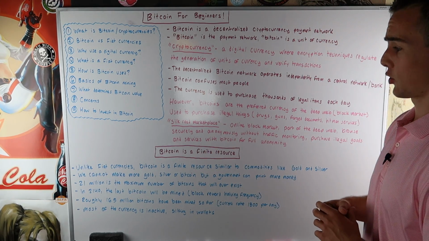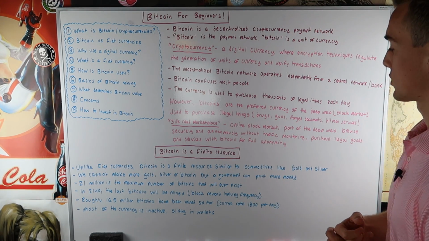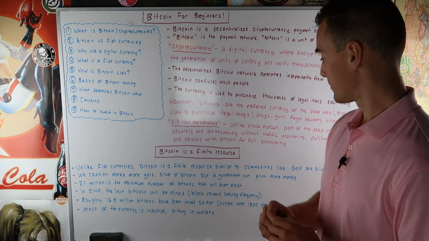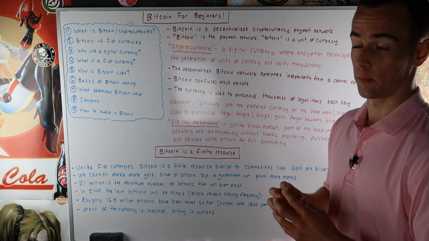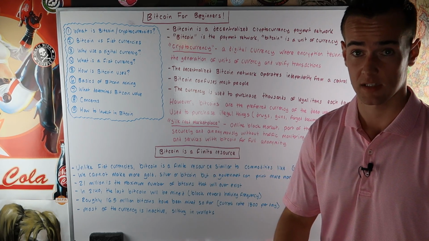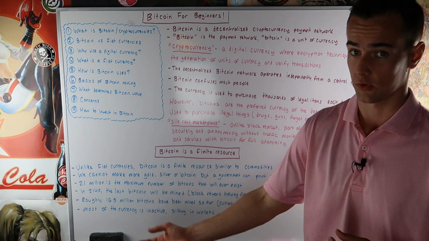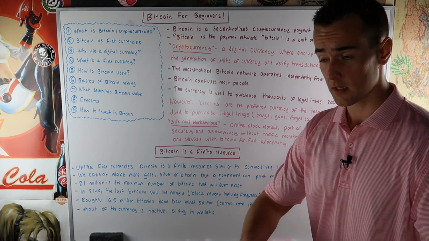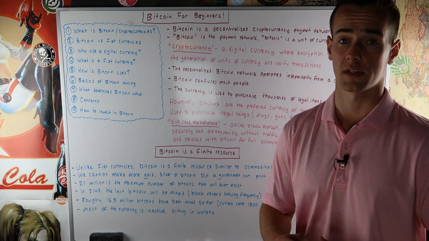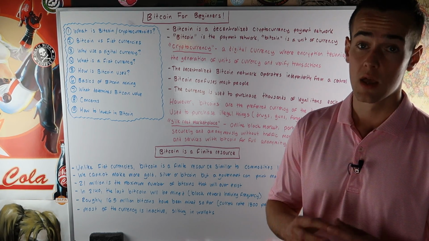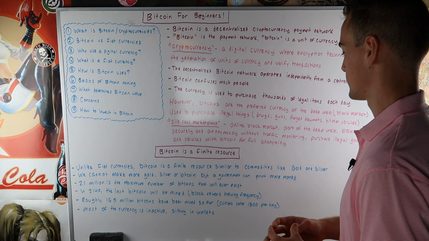But unlike fiat currencies, Bitcoin is a finite resource. It's most similar to commodities like silver or gold. We cannot make more gold, silver, or Bitcoin. There's a set number that exists. You can't just go out there and decide, okay, we're going to make more gold, we're going to make more silver. With traditional fiat currencies, you can say, absolutely, I'm going to make more US dollars. But you can't go out there and make more Bitcoins. That is why many people like the principle of this currency.